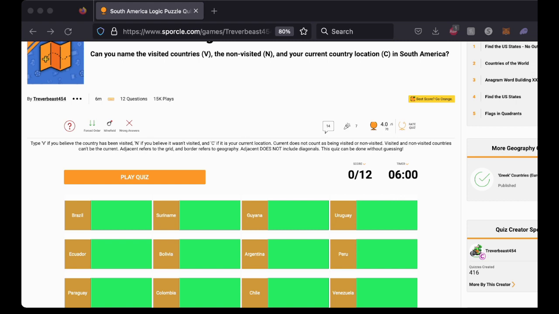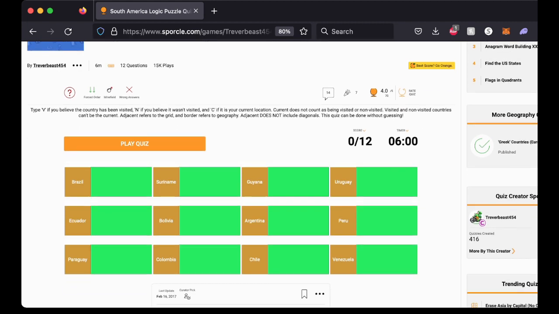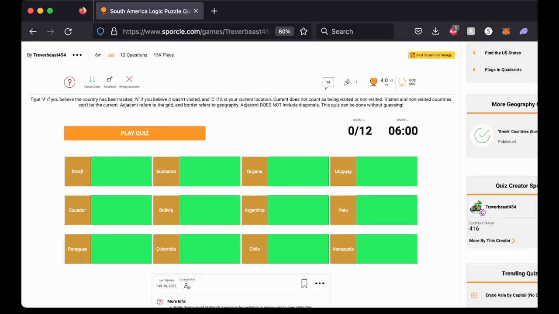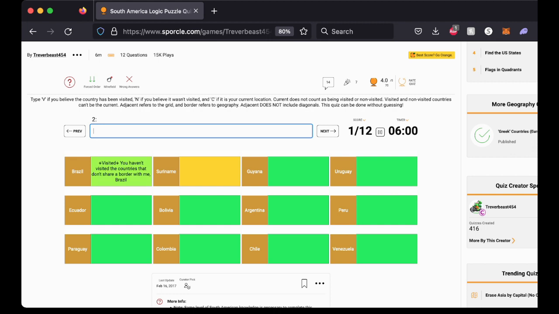Okay, so this is a logic quiz, and this is essentially the way the quiz is set up. We're in a country in South America, and we have to locate whether or not we have visited it. Not visited would be an N, visited would be a V, and C is the current location that we are in. Okay, so we have 6 minutes. Let's start.